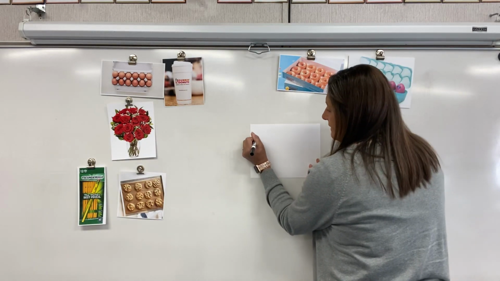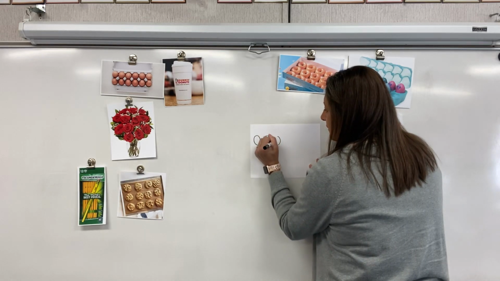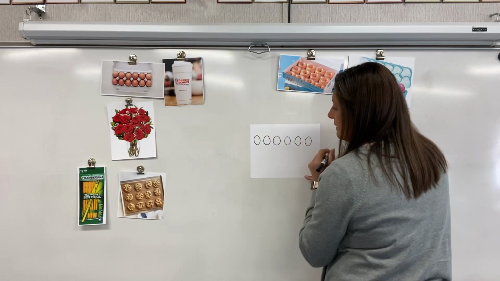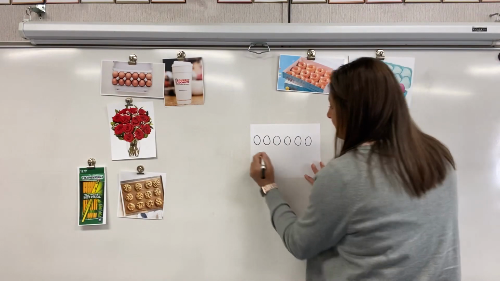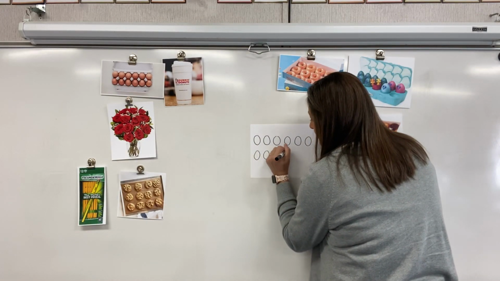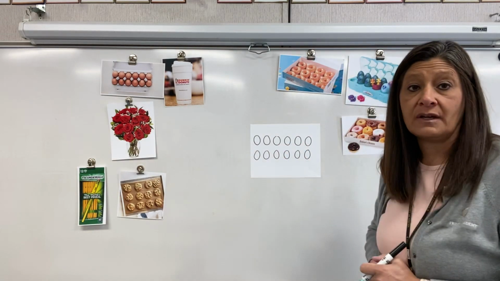All right, eggs are kind of oval shaped. 2, 3, 4, 5, 6. I'll put 6 on the top. 1, 2, 3, 4, 5, 6. And 6 on the bottom.